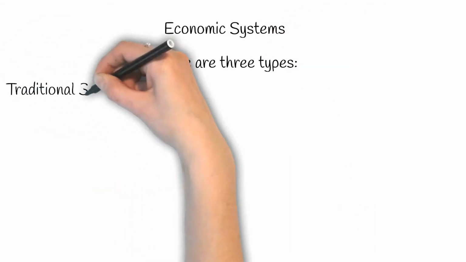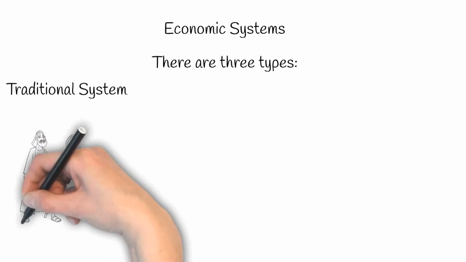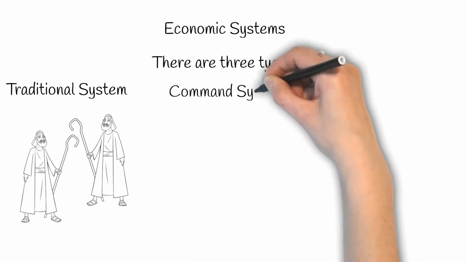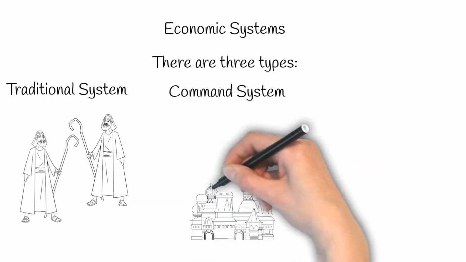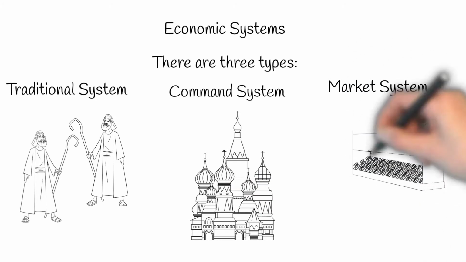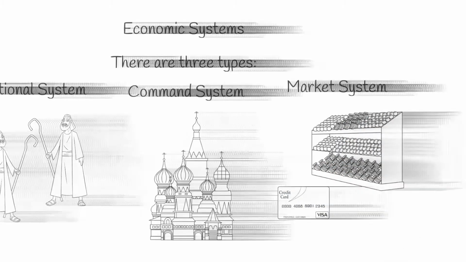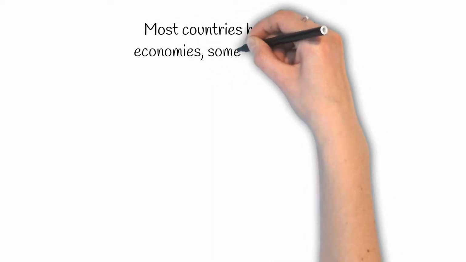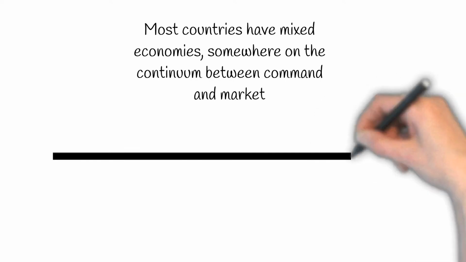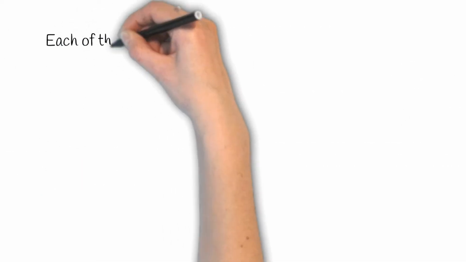There are three types of economic systems: the traditional system, which would include the barter system and would be appropriate to hunter-gatherer communities; the command system, where the government makes all the decisions and owns the factors of production; and the market system, where businesses and consumers make the decisions about what is bought and sold. Most countries have mixed economies, somewhere on the continuum between a command economy and a market economy. This is where the United States is.